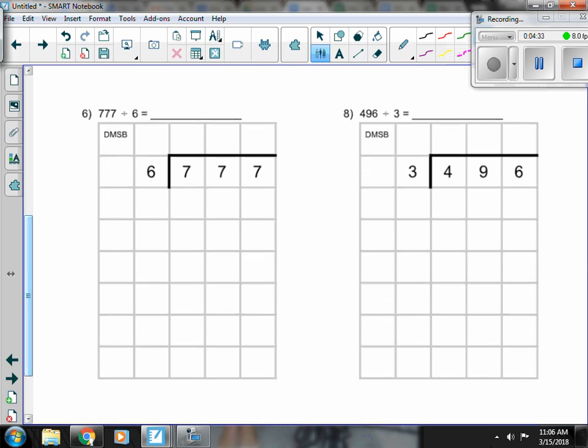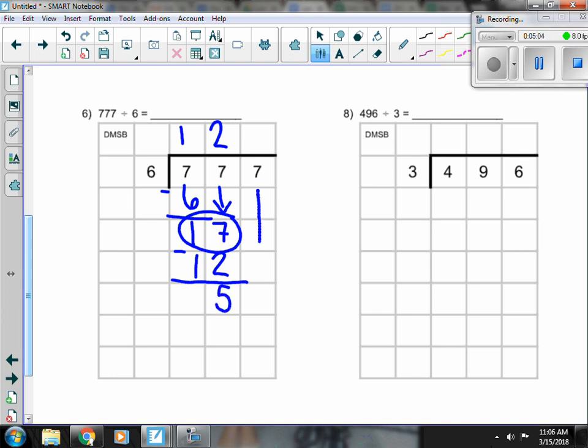My next one, 777 divided by 6. 6 goes into 7 once. 1 times 6 was 6. I subtract, and I have a remainder of 1 so far. That's less than 6. So I bring down my 7 and start my process over again. 6 goes into 17. I'm going to say 2 times, because 3 times 6 is 18, and that's too big. So I get 12. 17 minus 12 is 5, which is close but still less than 6. So I bring down my 7 and I do it one more time with my new number.